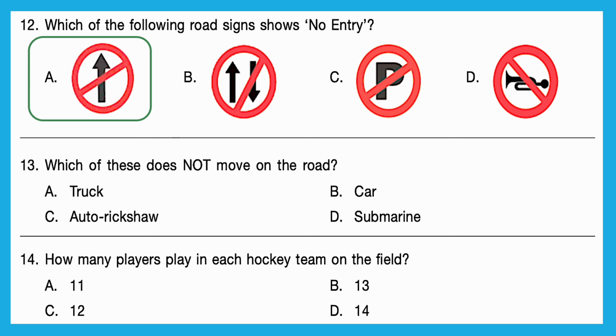Question 13. Which of these does not move on the road? Truck, it does move on the road. Car, it also moves on the road. Auto rickshaw, yes, I have seen that on the road. D, submarine.